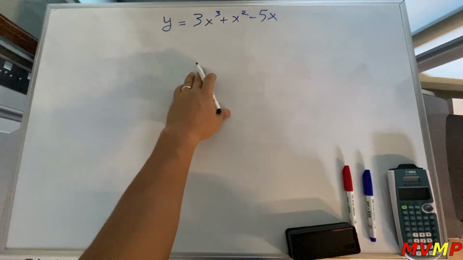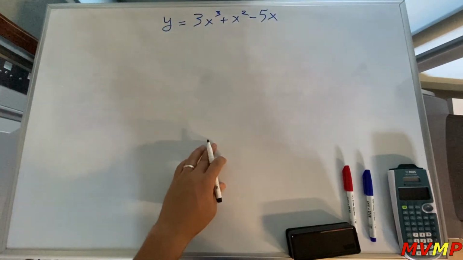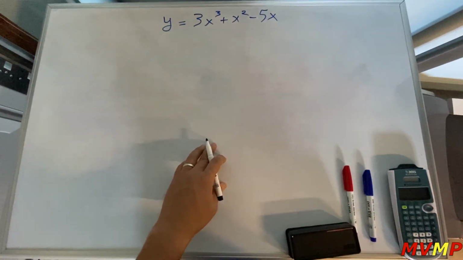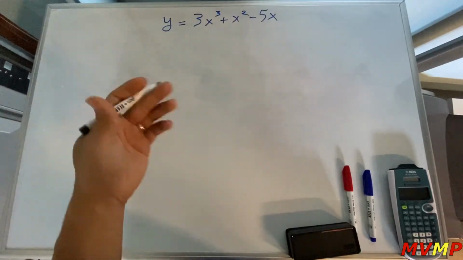So now let's say you're given an equation like this and it asks you to find the point of inflection on this function right here. Now, if you review back, you'll know that the point of inflection is where a curve changes its slope. So from a concave upward, it goes to concave downward or vice versa.